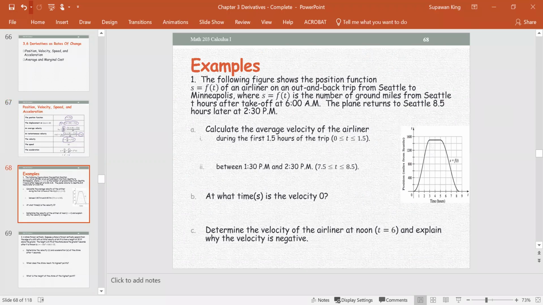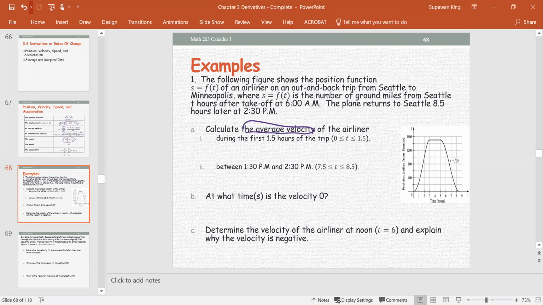Example 1. The following figure shows the position function s equals f of t of an airliner on an out and back trip from Seattle to Minneapolis, where s equals f of t is the number of ground miles from Seattle, t hours after takeoff at 6 a.m. The plane returns to Seattle 8.5 hours later at 2:30 p.m. Part A. Calculate the average velocity of the airliner.